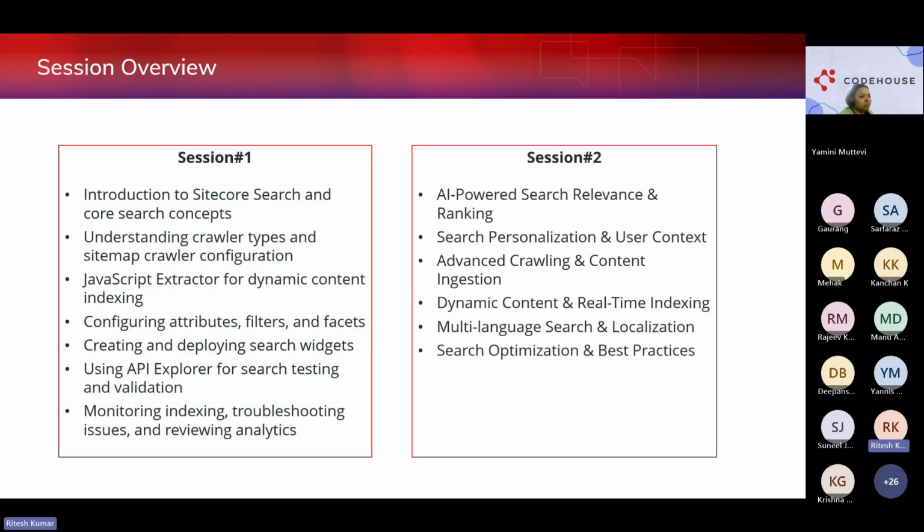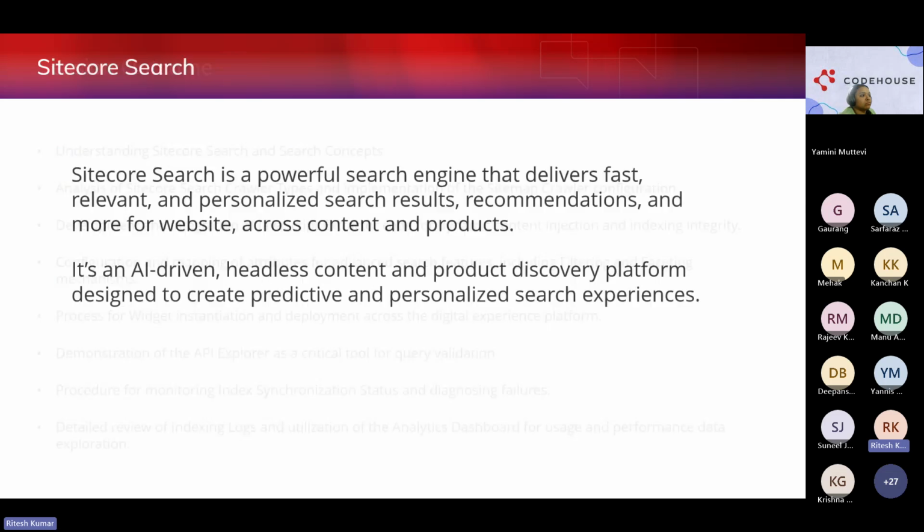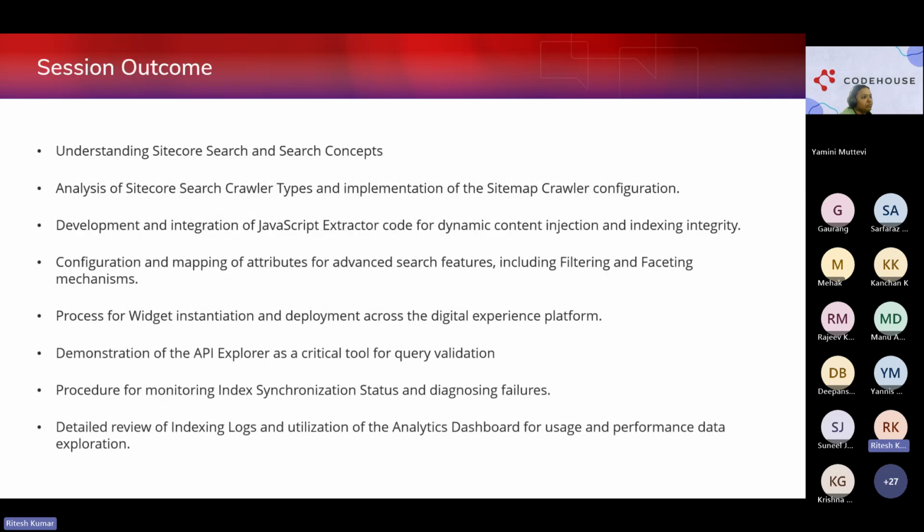The second part of the session is more around AI-native features like relevance, how to do personalizations, advanced crawling options, then dynamic content and real-time indexing, multi-language search, localization, search optimization, and other best practices. So we'll focus today on session one. I'll be talking more around solution architecture, and then at the end we're going to do a demo, right?